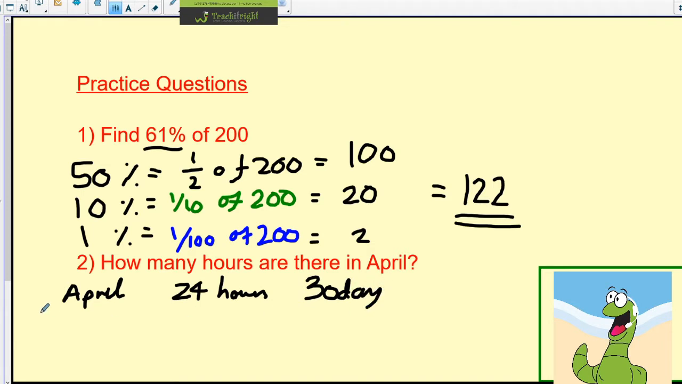So what we've got here is the two facts. There are 24 hours in a day, and there are 30 days, so it's going to be 24 multiplied by 30. Now, some of you might find easy methods. There are loads of different ways of doing it. I'm just going to show you a nice way that I like.